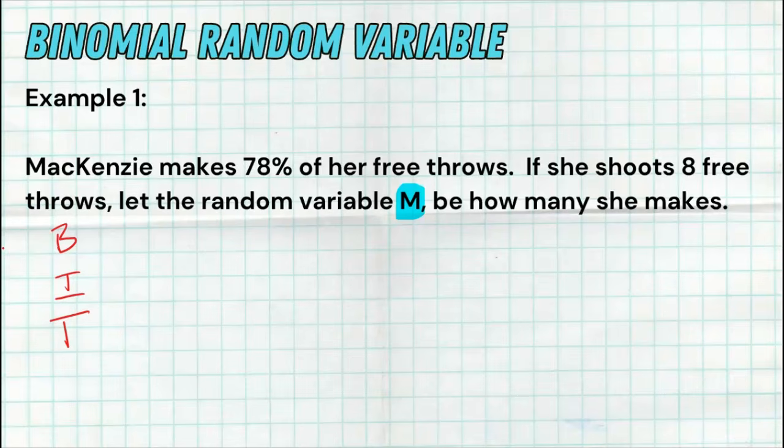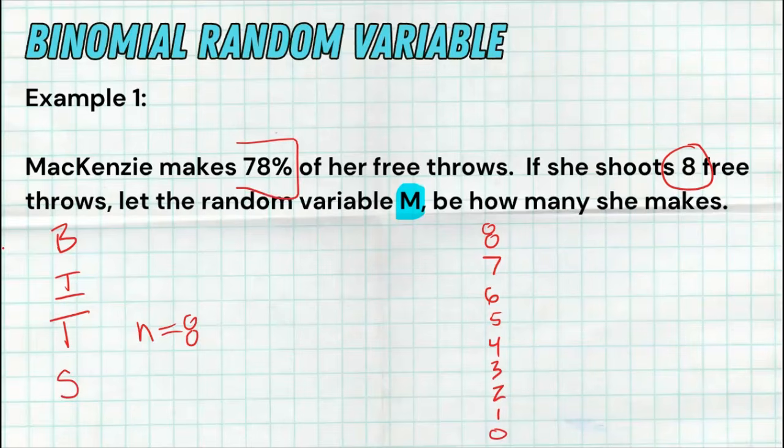And then T is a set number of trials must be given. In this case, we were told we have 8 trials. So we're going to either make all 8 free throws, 7, 6, 5, 4, 3, 2, 1, or no free throws. Those are the only outcomes for this discrete random variable. And then lastly, we have S, the probability must stay the same. So we can't have any assumption like hot streaks. Like, oh, Mackenzie made 4 in a row, now the probability is going to change to 80% or 85%. Nope, the probability of success must stay the same. So this would be considered a binomial random variable.